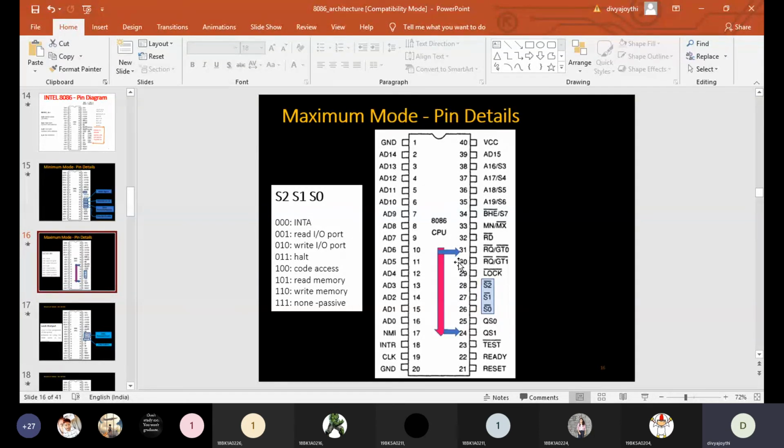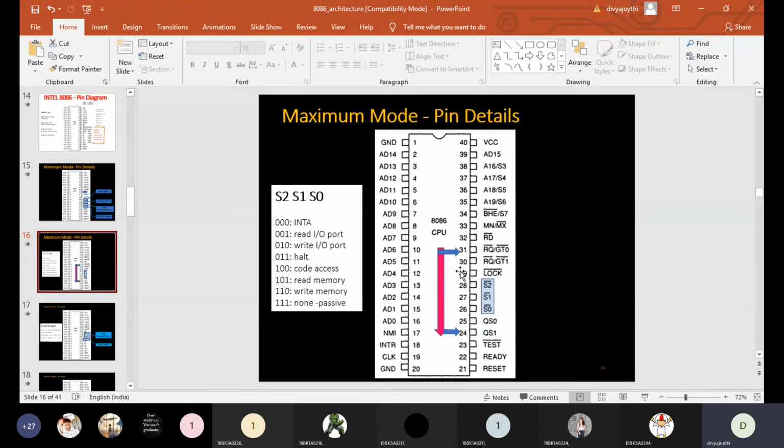And next, pin number 30 and pin number 31 are nothing but request and grant pins. These will be used by the local bus masters, within the processor. Previously, when I was explaining hold and HLDA, I took two processors, processor 1 and processor 2, when processor 2 wants to take the control of processor 1 buses. Here, 30 and 31 are within the processor.